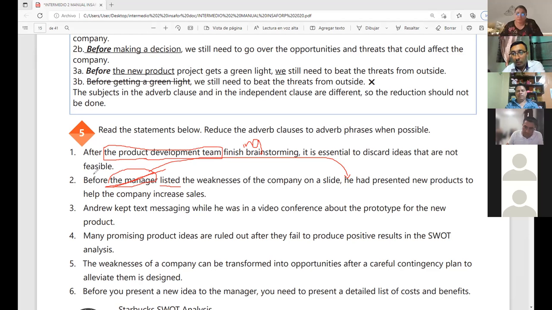Okay. All right. We need to add ing. Primero, tenemos que ver si las dos oraciones, los sujetos son iguales. Si los dos sujetos son iguales, eliminamos un sujeto. Y después de esas palabras como after, before, tenemos que agregarle ing al verbo. Number three. Andrew kept text messaging while he was in a video conference about prototype for the new product.